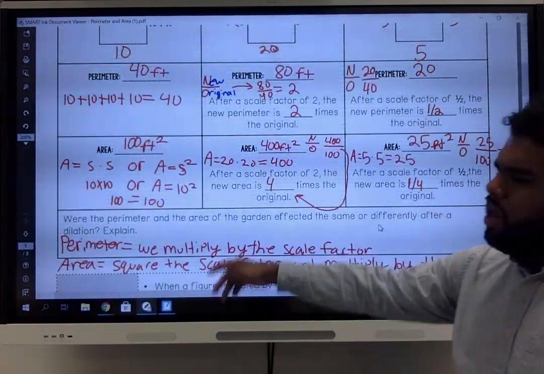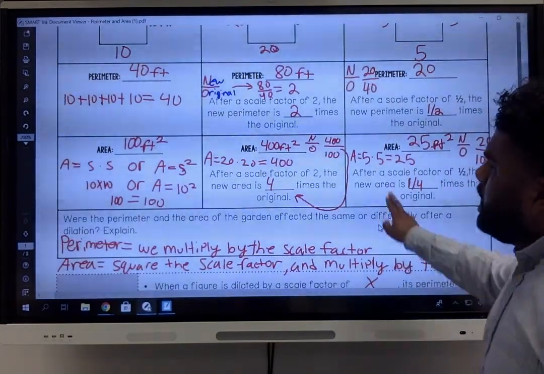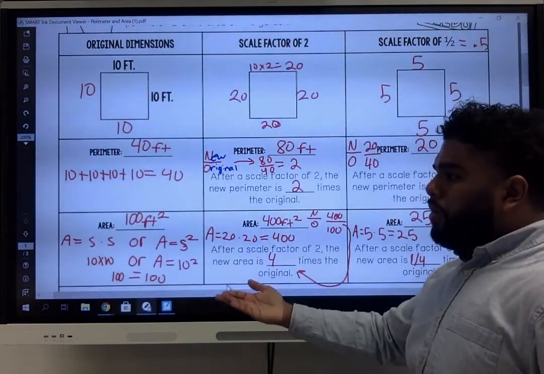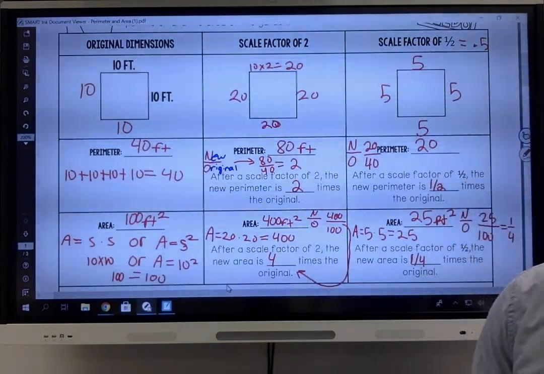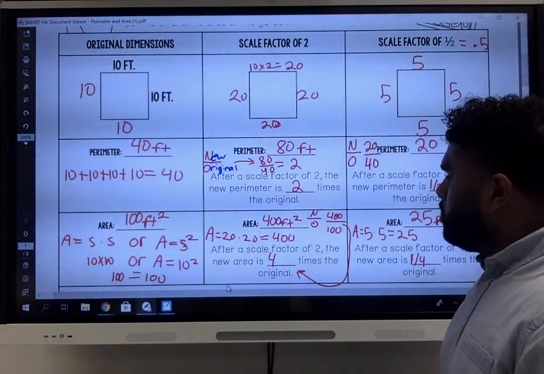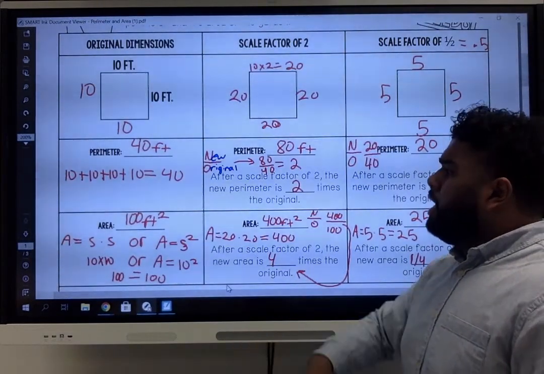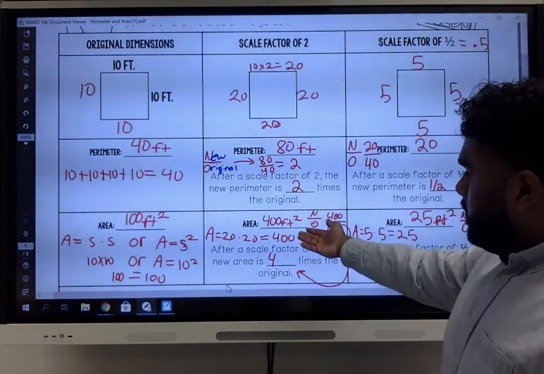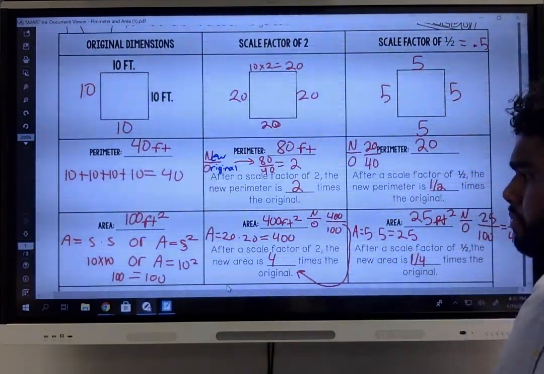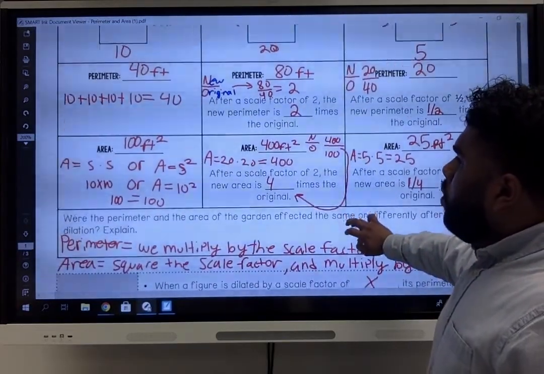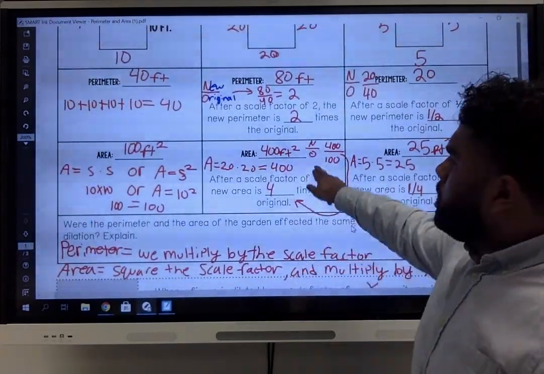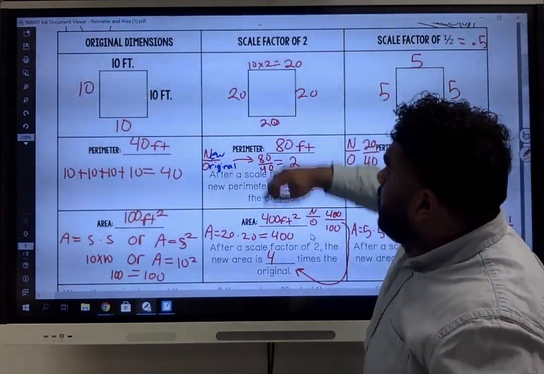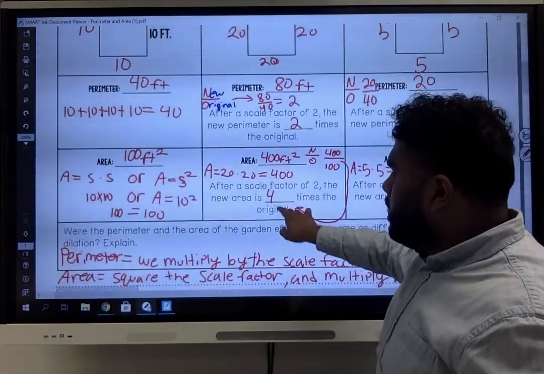Okay? But the area was a little bit different, right? If I multiply 100 feet by the scale factor of 2, my new area would have been 200 feet, not 400. But in this case, it was 400. Okay? So what happened was we took our scale factor and we squared it, right? The scale factor was 2 and we squared it to get 4.